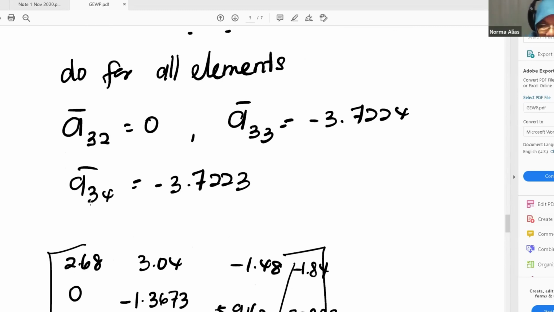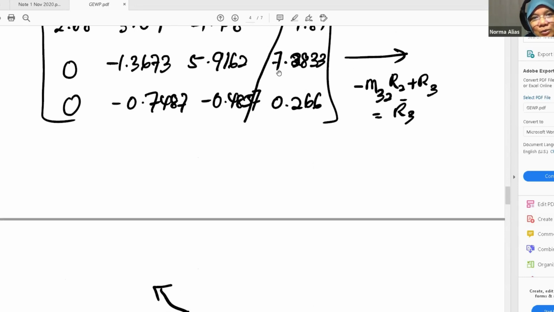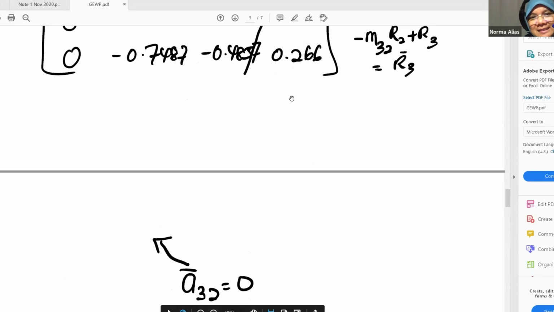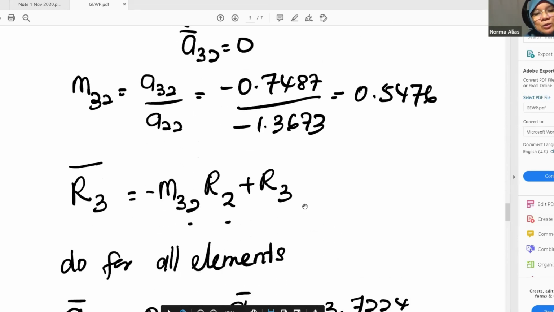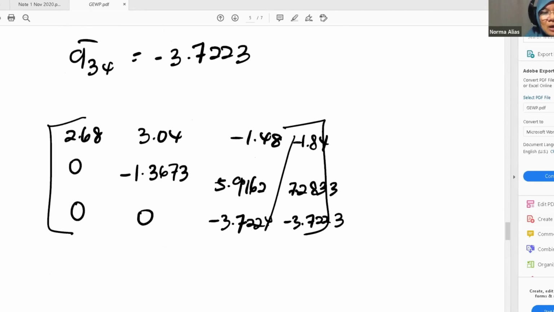How to get the new value for A34? The same formula. Negative 0.5476 times R2. R2 is 7.2833 plus R3. R3 is 0.266. So you will get the answer negative 0.72223. So now you have succeeded in developing the upper triangular matrix for matrix A, where the values A21, A31, A32 are 0.